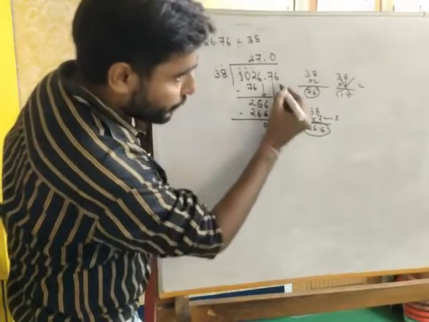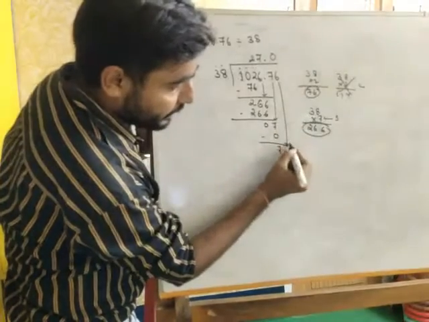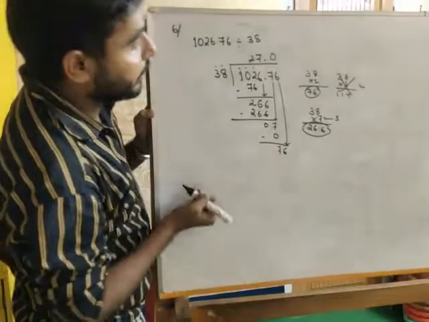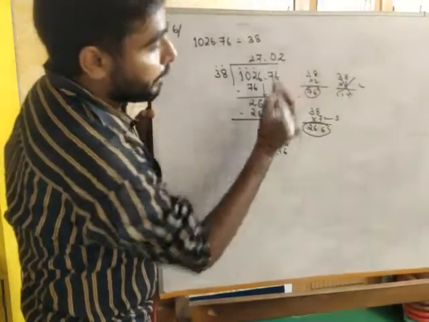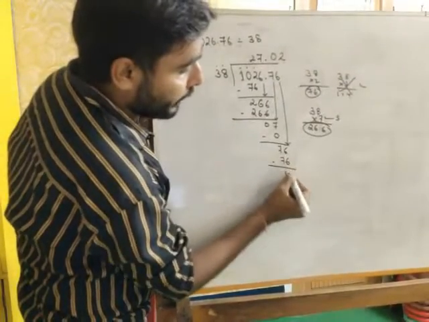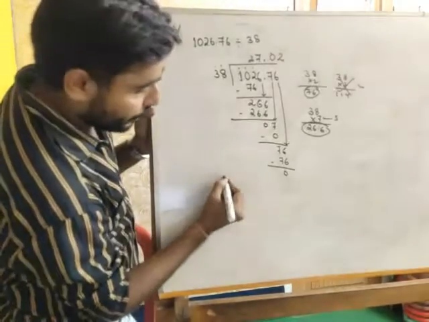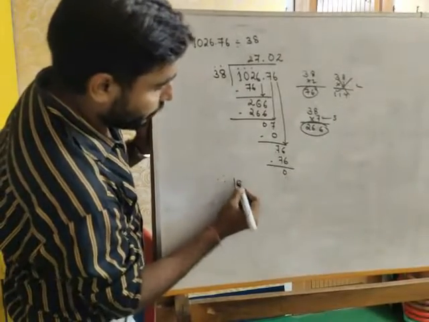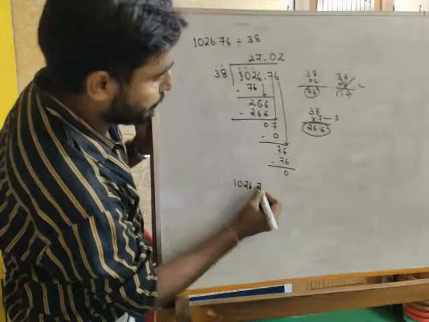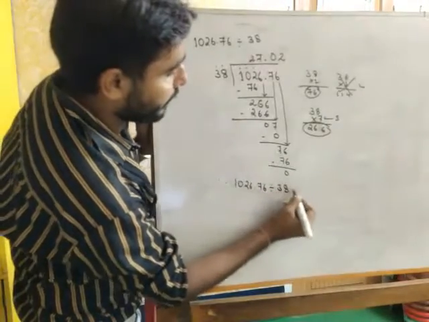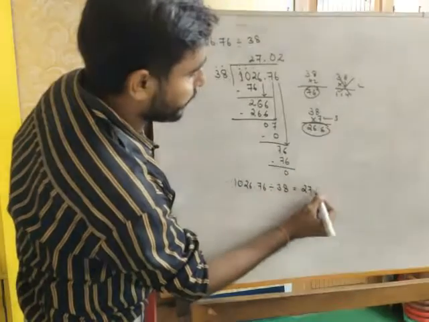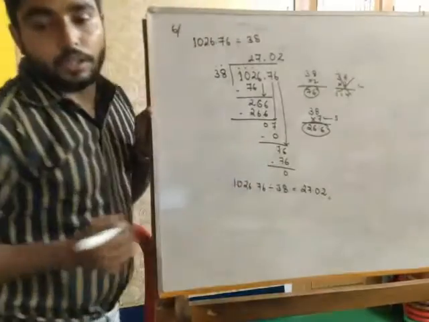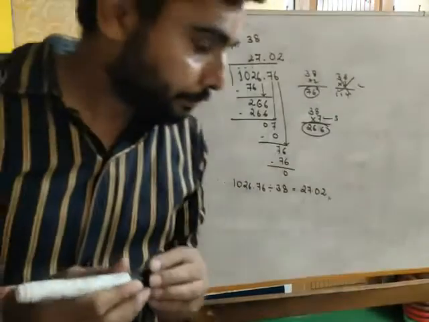So 7 minus 0 is 0. Up next number is 6. 6 will come down. In the table of 38, 76 appears 2 times. So into 2, our division is complete. Therefore, I can write 1026.76 divided by 38. Your quotient is 27.02. Anyone got any doubt here?